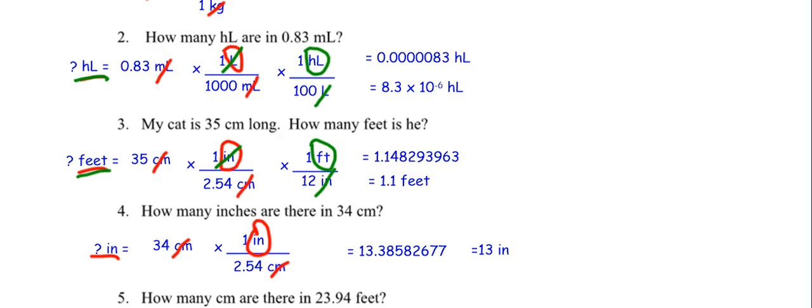How many centimeters are there in 23.94 feet? Well, think about this before you go. Do you think it's a one-stepper? Do you know the relationship between centimeters and feet? I don't. It's not going to be a one-stepper. It's going to be at least a two-stepper. So pause this and try this on your own. I mean it. Pause this.